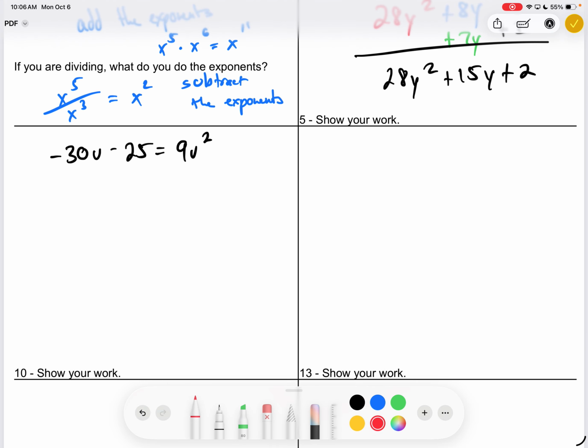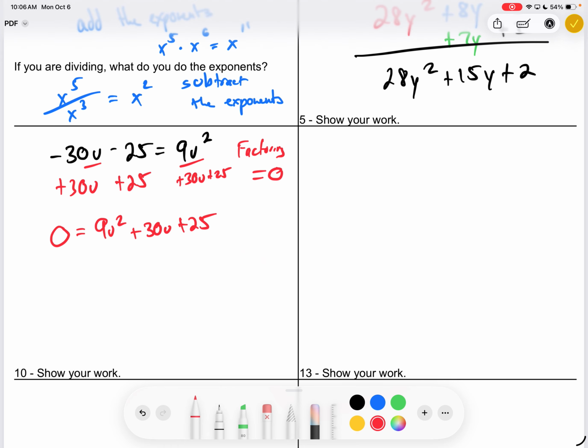All right. When you see a u and a u squared, your mind goes to factoring, and the first thing you want to do is set it equal to 0. Okay, so I need to get everything on one side. I never want to make this negative. So what I want to do actually is I'm going to add 30u and add 25 to both sides. So I have 0 equals 9u squared plus 30u plus 25.